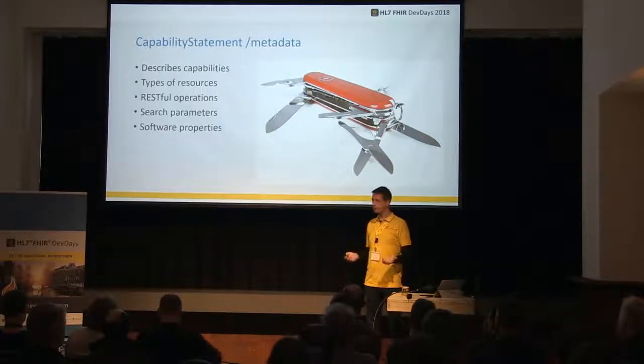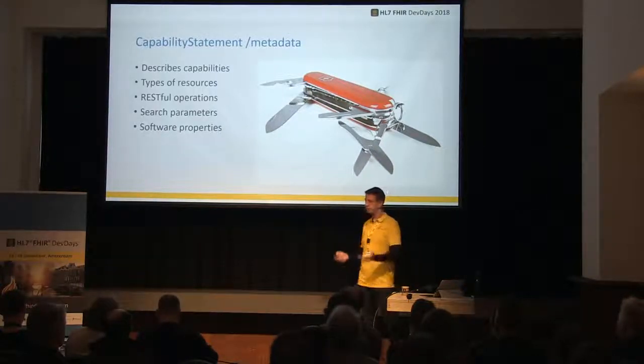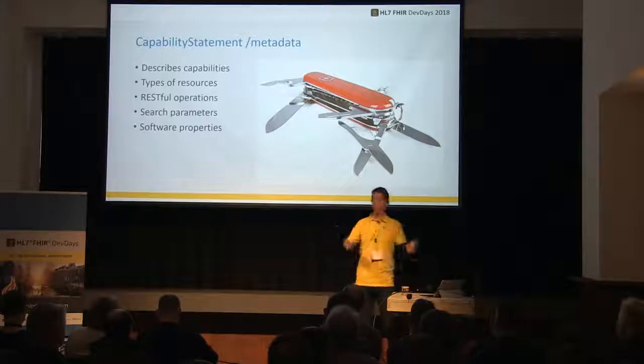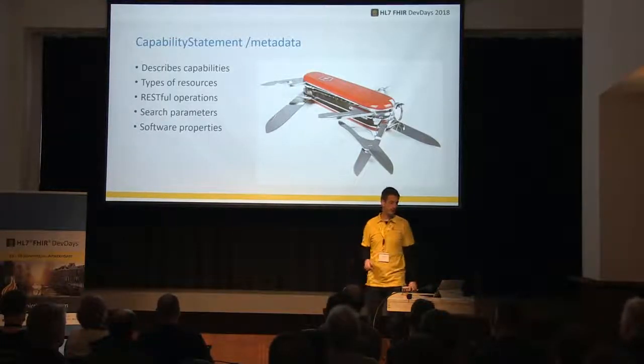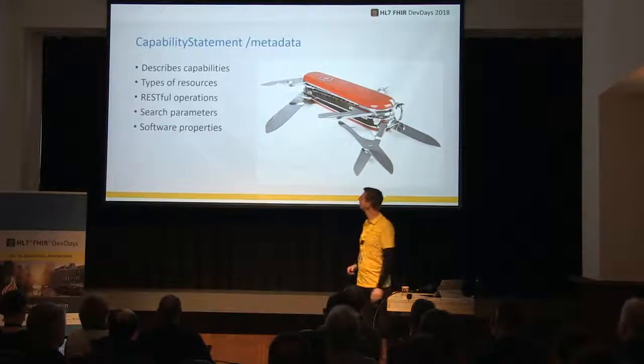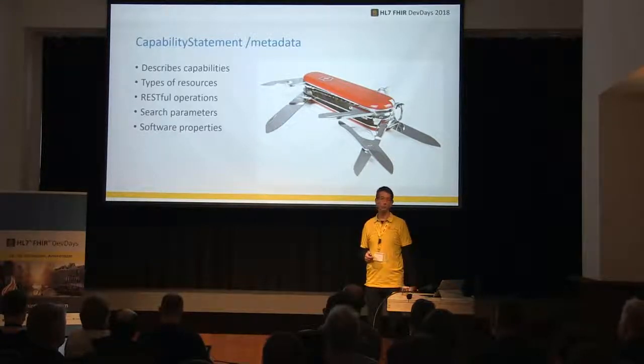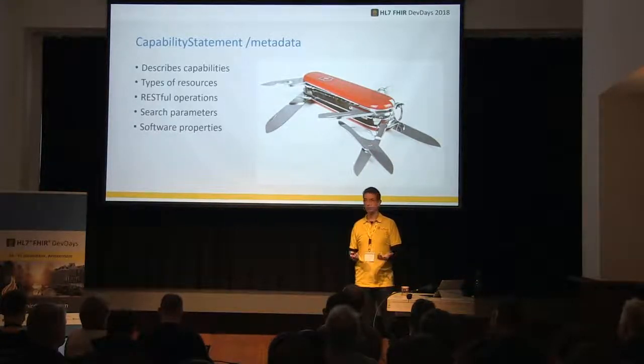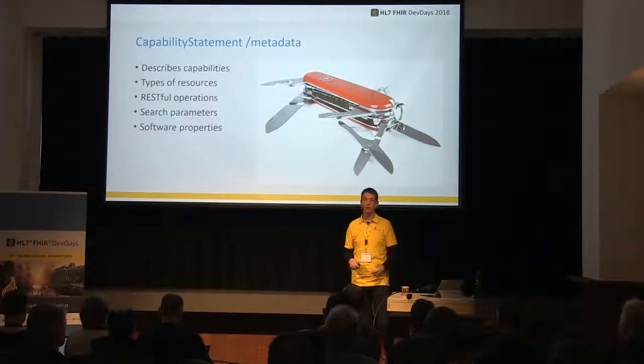So it describes what you can do. It contains all the interactions, all the resources, all the search parameters on the resources, the way you can move from one resource to the other, etcetera, and the software properties, by the way. You can use a capability statement also to express what you would like a server to be able to do. And then you can match those two.